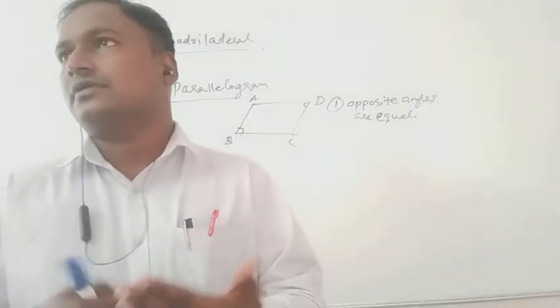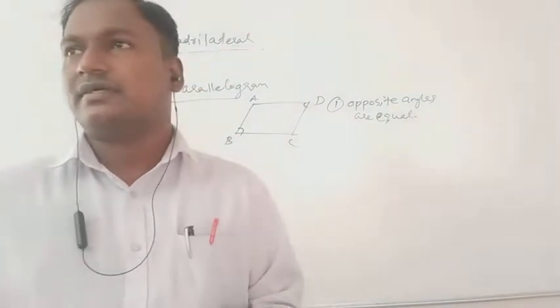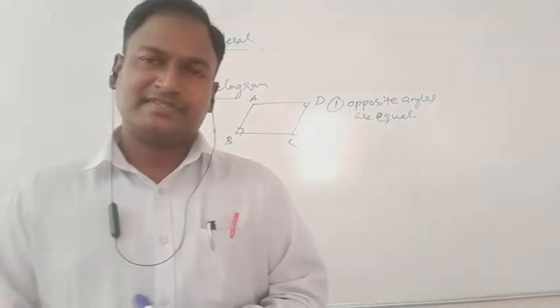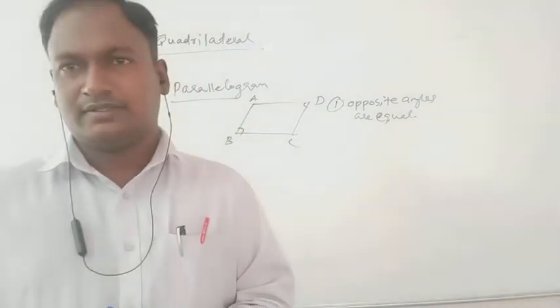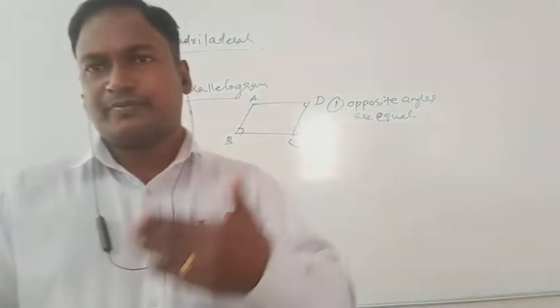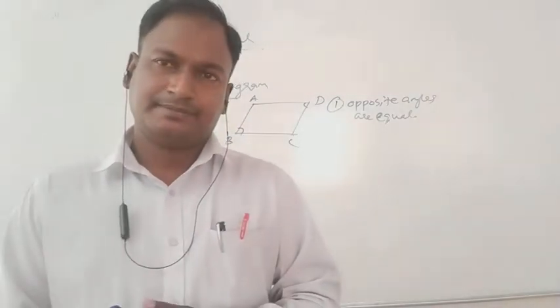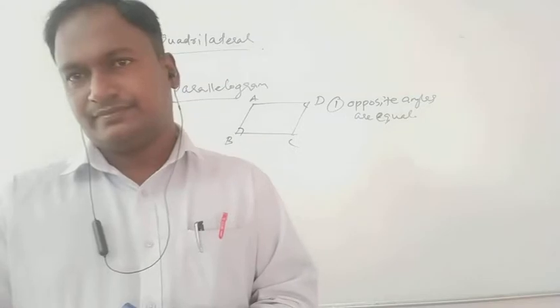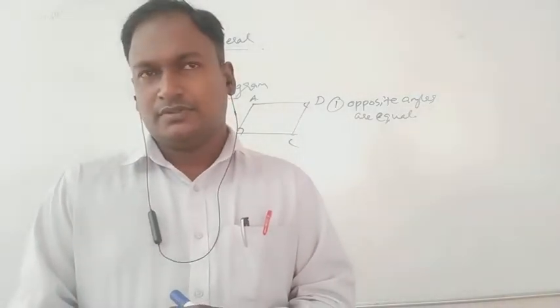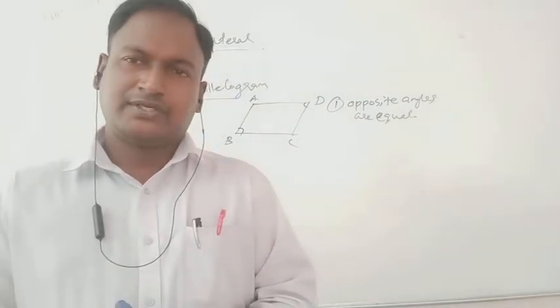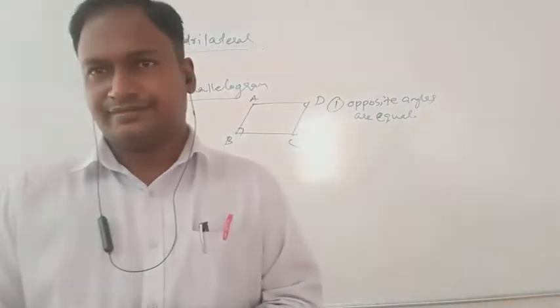And if you see, one more is there, trapezium. You might have heard about trapezium. Trapezium is one of the quadrilaterals. A pair of opposite sides are parallel and adjacent angles are supplementary. That's the specialty of a trapezium. So these are all the important quadrilaterals which we are using in day-to-day life.